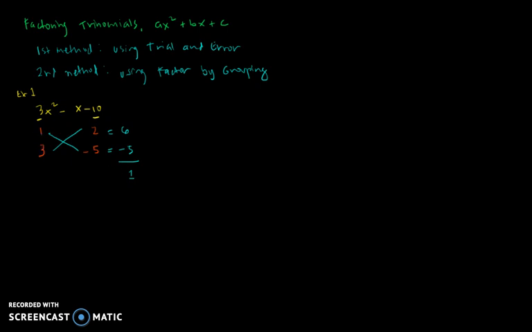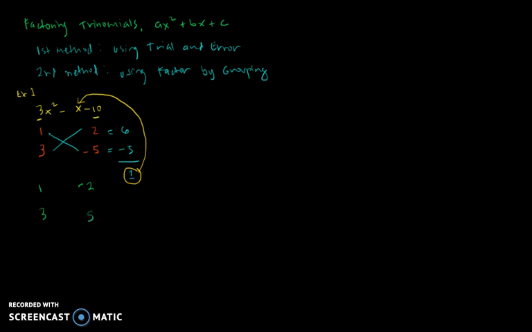And I'm going to check whether the sum of 6 and negative 5, which is 1, is the middle term. In this case, we don't get the correct middle term. We need a middle term of negative 1, or negative x. So we look for other factors. I have here 1 and 3, then this time I'm just going to interchange it: negative 2 this time and 5.